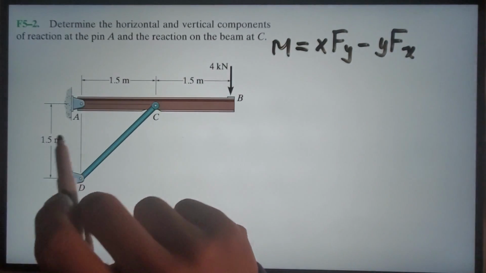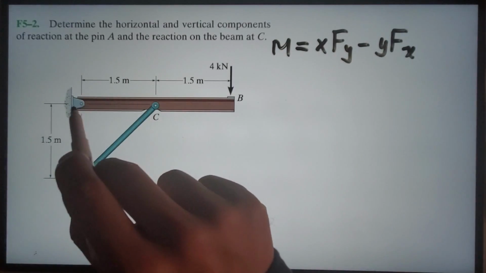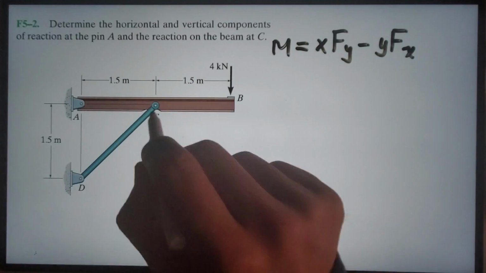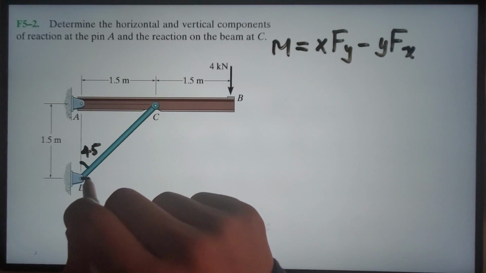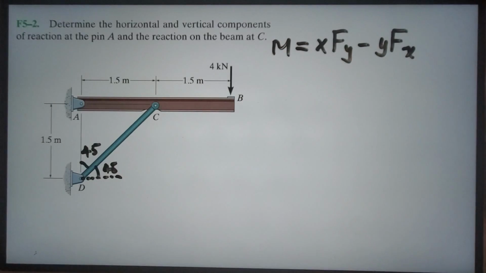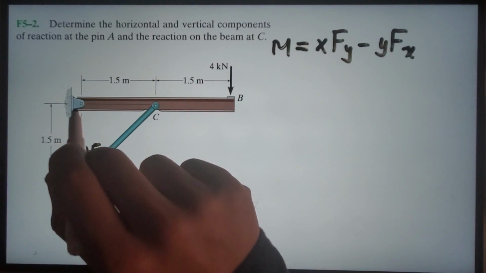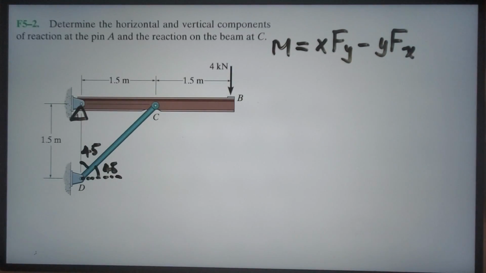All right, let's look at this one, 1.5, 1.5. So this is an isosceles triangle. This will be 45 degrees, and over here is also 45, so over here it will also be 45. We are going to take a point as our pivot. So I'm going to say point A here is my pivot, for example.